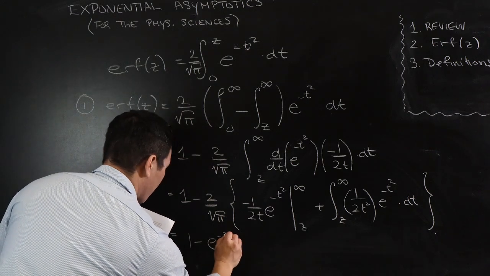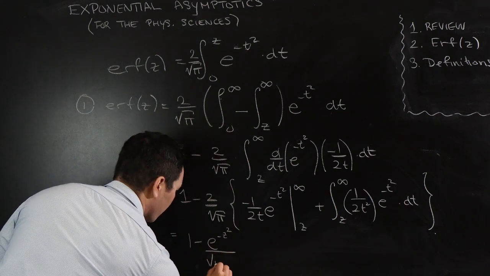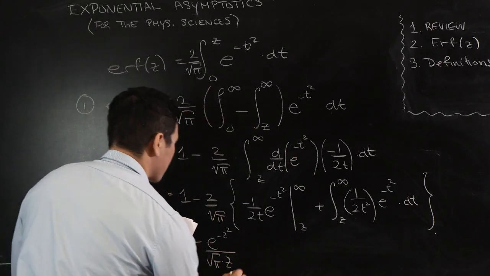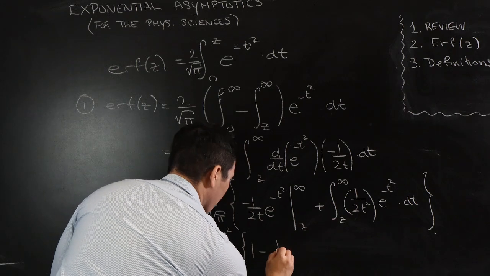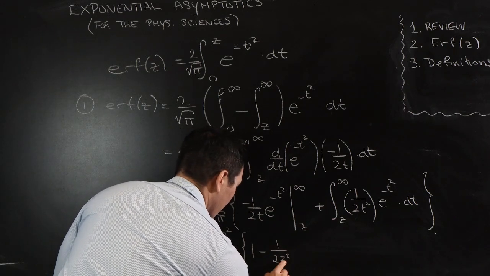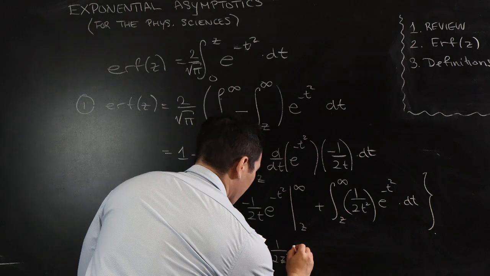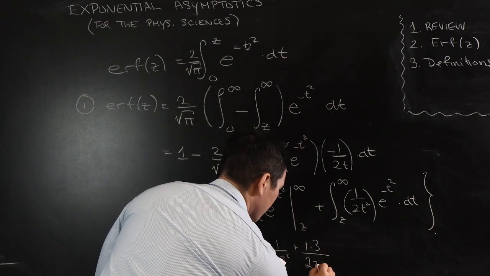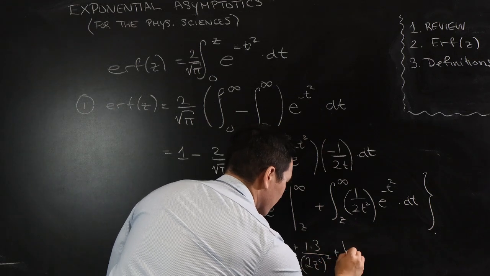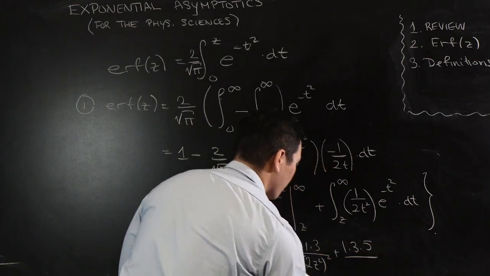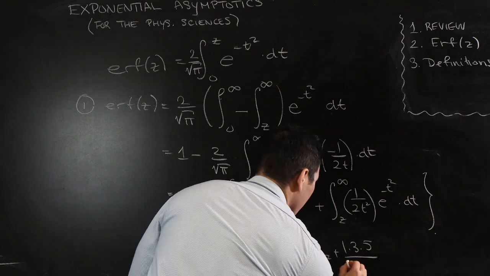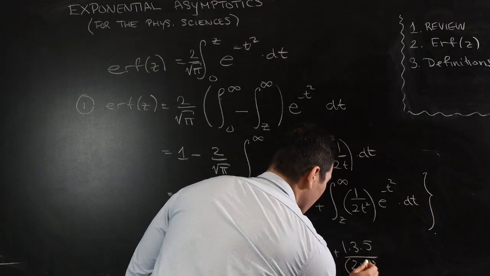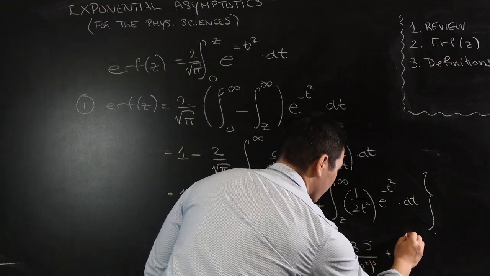the minus z squared over root pi times z, and then in brackets, 1 minus 1 over 2z squared plus 1 times 3 over (2z squared) squared plus 1 times 3 times 5 over (2z squared) to the power of 3. This is a minus, and so forth, and so on.